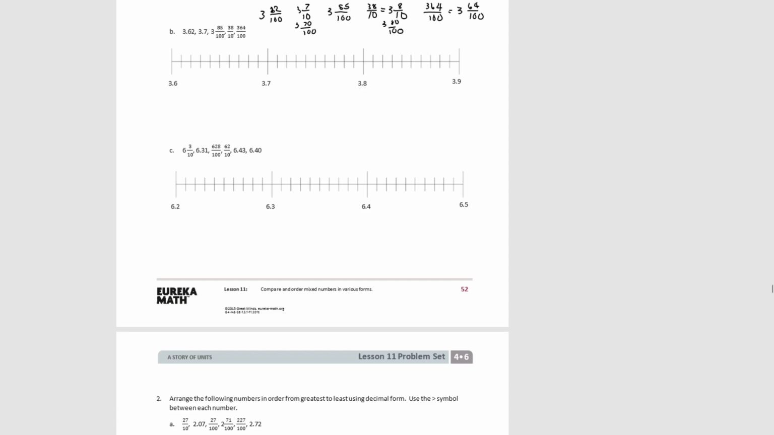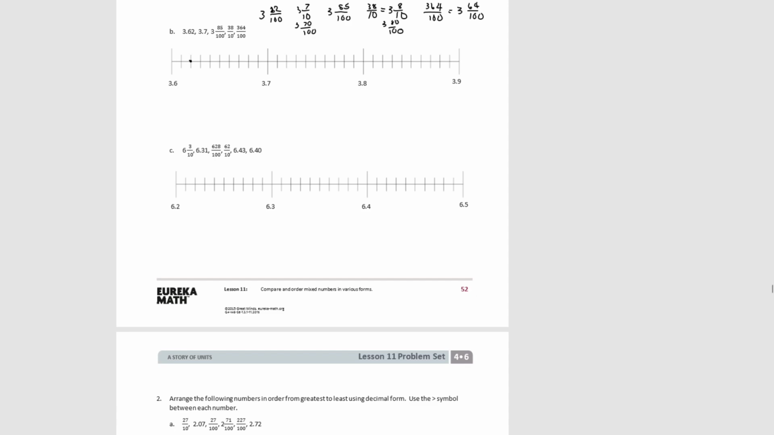Okay, so now I have everything in terms of hundreds. And if I look on the number line here, I have 3 and 6 tenths, 3 and 7 tenths, 3 and 8 tenths, 3 and 9 tenths. So 3 and 62 hundredths would be 3 and 6 tenths plus 2 hundredths.